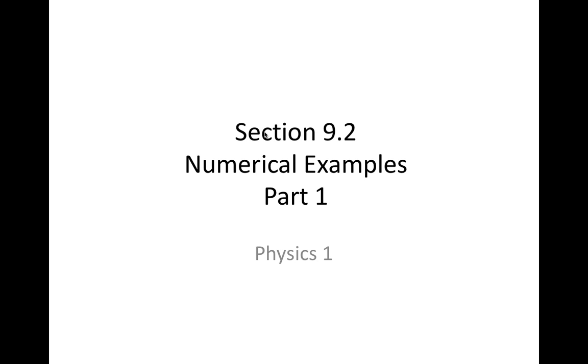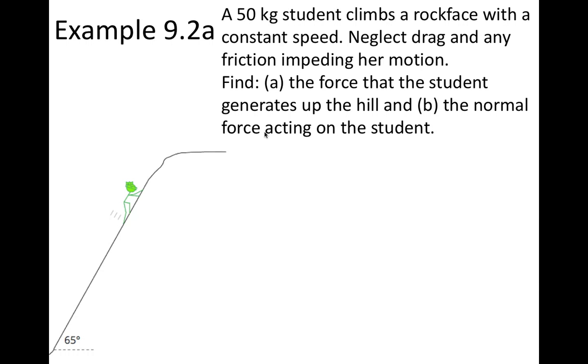In section 9.2, I'm going to do some numerical examples involving objects on slanted surfaces. Here we have a 50-kilogram student climbing a rock face at a constant speed. We're going to neglect drag and any friction impeding her motion, and we need to find the force that the student generates up the hill and the normal force that's acting on the student.